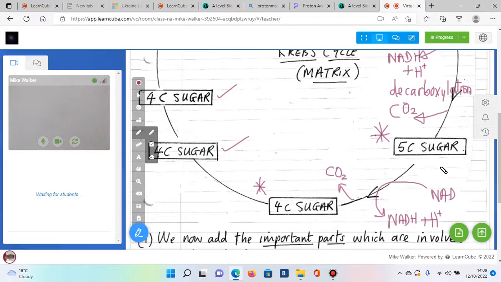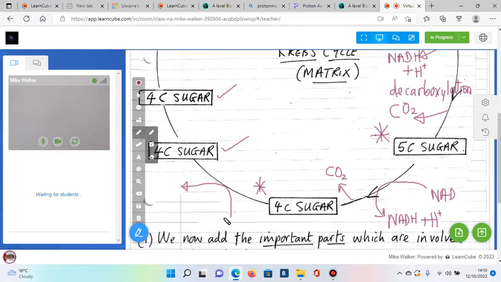Excellent. Now then, this is good. We've so far formed 2 reduced NAD molecules. Each of those will go on to oxidative phosphorylation. Each of those on average will produce 2.5 ATP molecules by oxidative phosphorylation. The next stage is where substrate level phosphorylation can kick off.